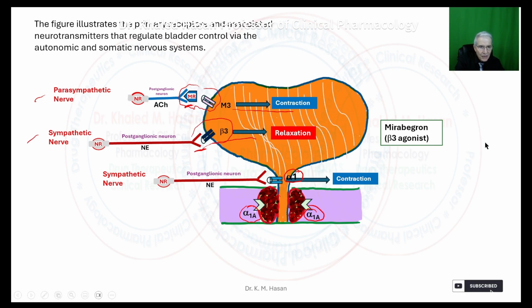Mirabegron, a beta-3 agonist, stimulates the beta-3 receptor and leads to relaxation of the detrusor smooth muscle, the longitudinal muscles. Here we are talking about longitudinal muscles, relaxing the bladder and allowing the patient to hold the urine for a long time. For this reason, we use mirabegron for the treatment of overactive bladder.